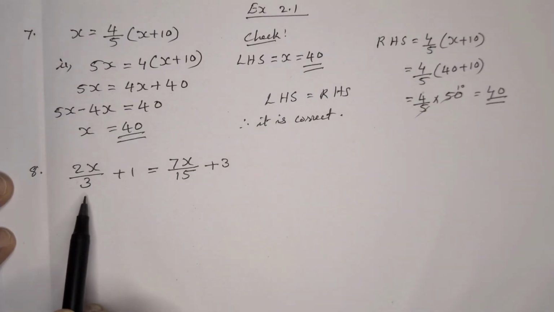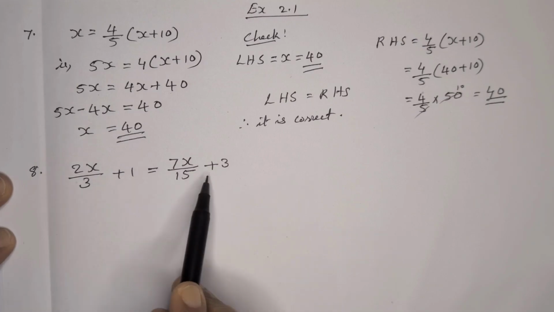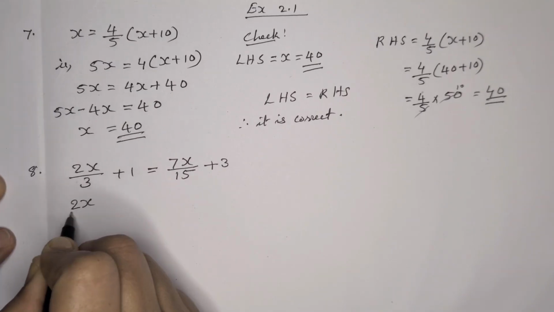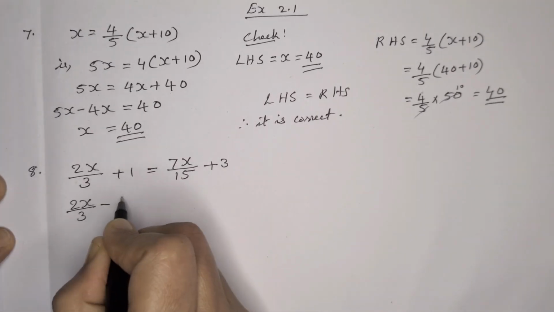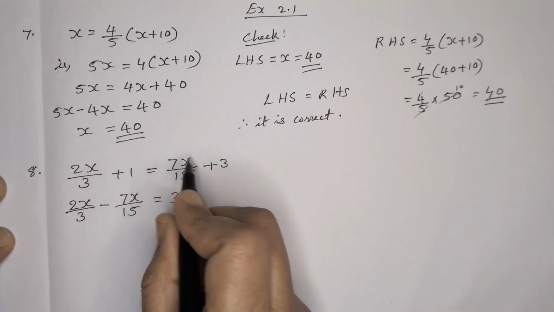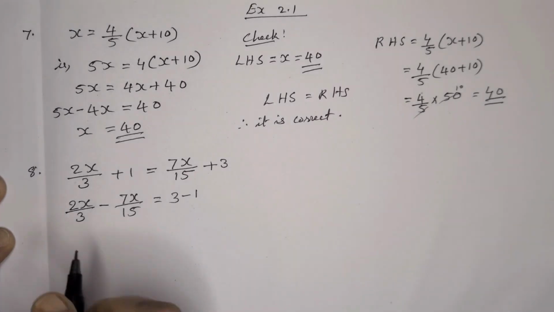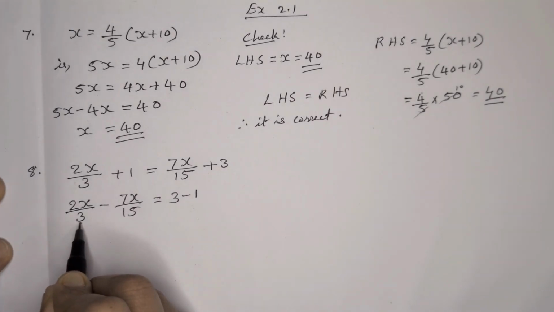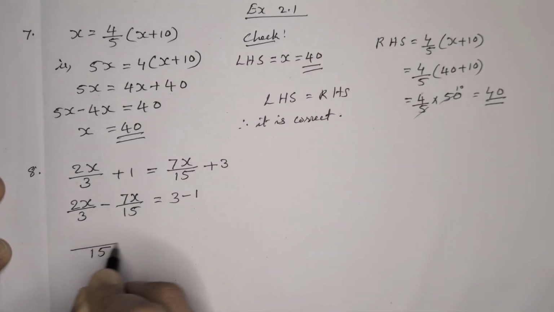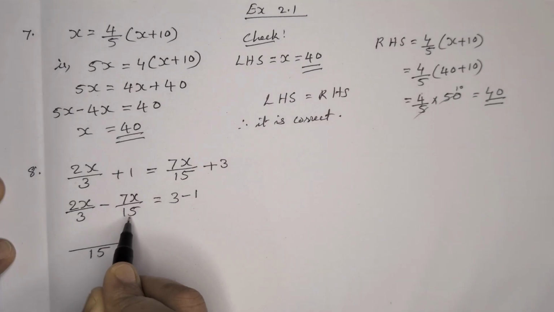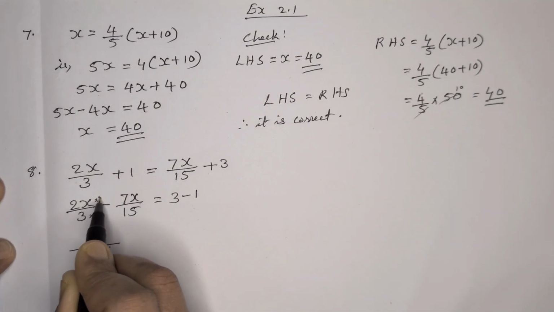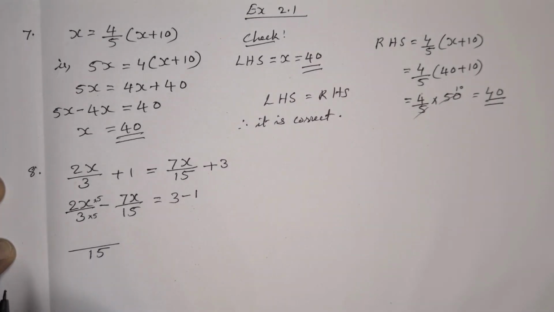Eighth question. 2x by 3 plus 1 is equal to 7x by 15 plus 3. First we can move x terms to the left. 2x by 3 minus 7x by 15 is equal to 3 already there, and moving 1 to the other side, 3 minus 1. Now you can see the denominators, the first term 3, here 15. So we can take 15 as the LCM. Here 3, to make that 15, we have to multiply by 5 up and down. Now this also is coming as 15.